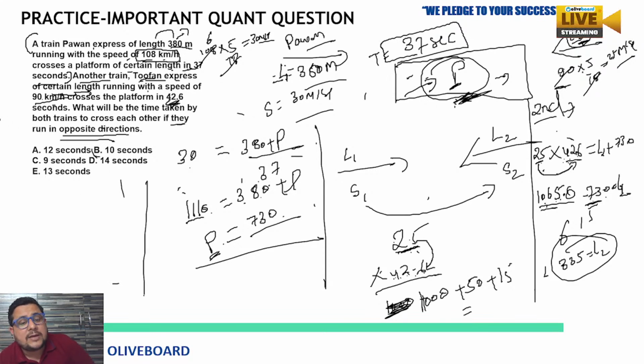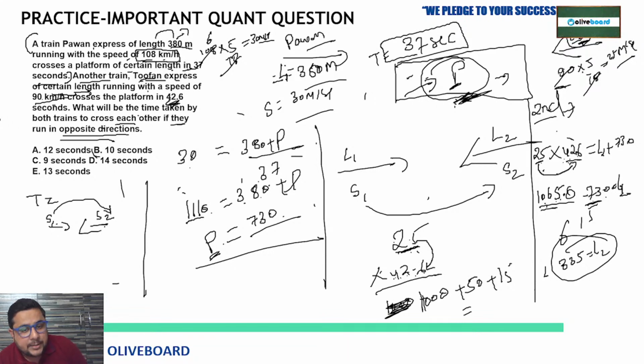Now you just need to calculate the time taken by the trains to cross each other. They are coming in opposite directions. What will be the time taken by both trains to cross each other if they are in opposite directions? In opposite direction, speeds will be added. The relative speed will be the sum of both trains' speeds. Time is equal to distance over speed. Distance is L1 plus L2. The first train's length is 380, the second train's length is 335. Just add that, 380 plus 335.